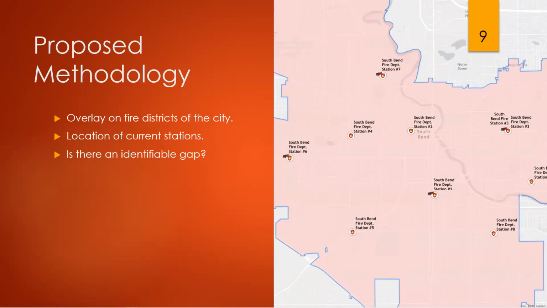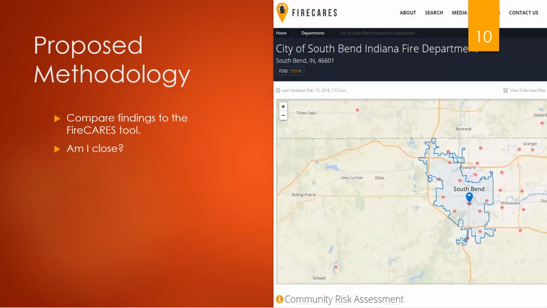Having a location of all the current stations, I can also do routes. Esri has a route tool where you can highlight something and see how long it takes to get from point A to point B. That's something I could use to assess the districts, to make sure that it makes sense. And then any identifiable gaps, again, I'm thinking there's going to be mainly a gap way up on the northwest side, because as you can see, there's nothing up there.